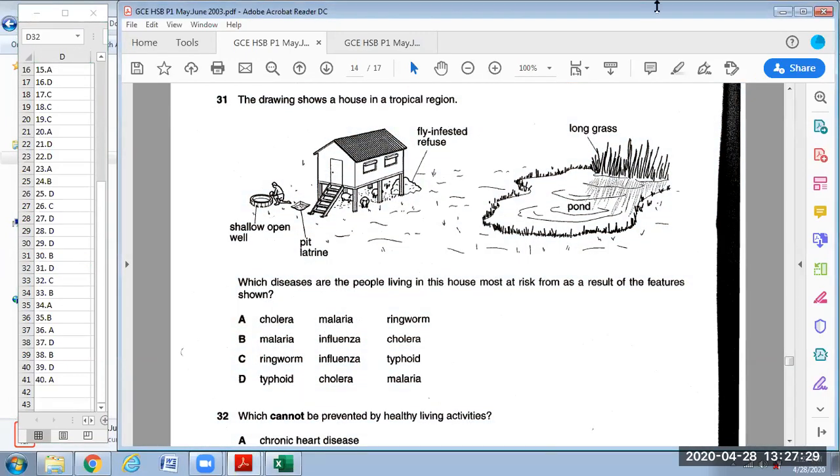31. The drawing shows a house in a tropical region. Which disease are the people living in this house most at risk from as a result of features shown? The answer is D. Right, so where are we getting the typhoid from?